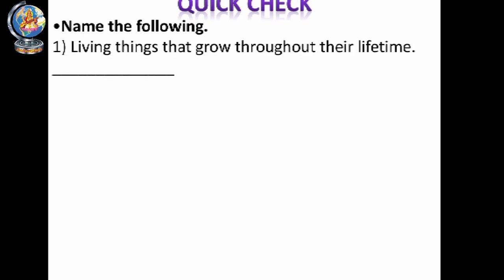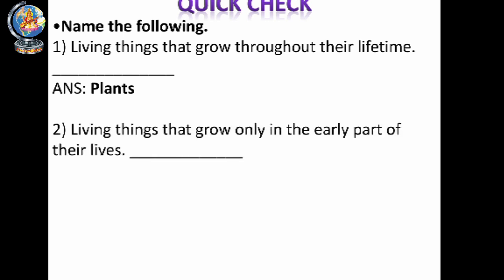Let's see, quick check. Name the following. First one, living things that grow throughout their lifetime. I just told you, living things that grow throughout their lifetime. Answer is plants, right? Very good. I hope you have guessed the right answer. Second one, living things that grow only in the early part of their lives. So they are animals, right?